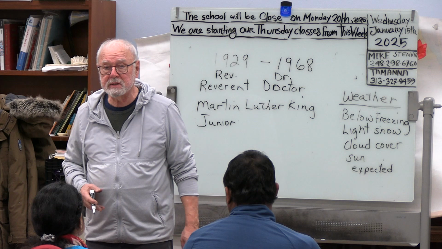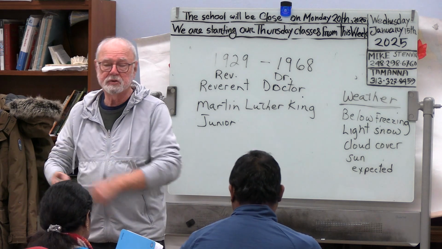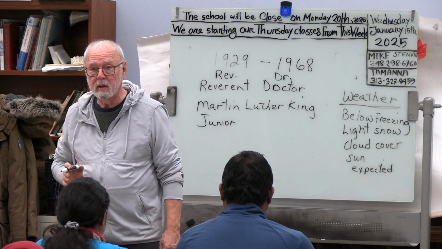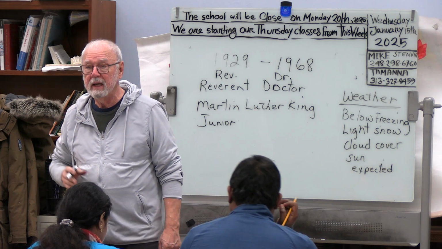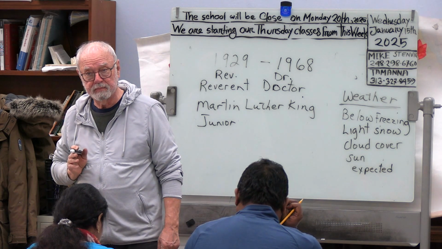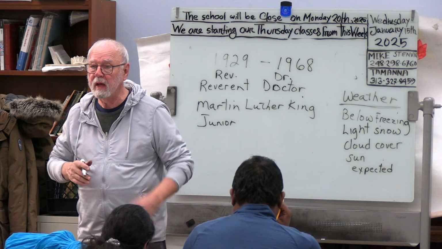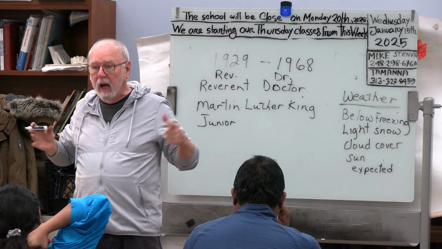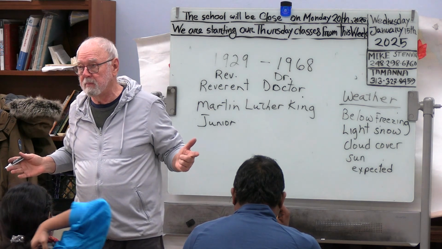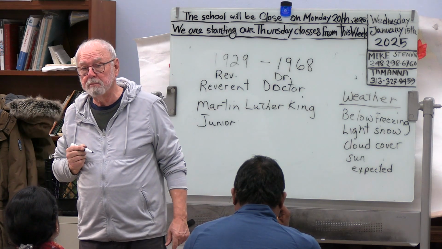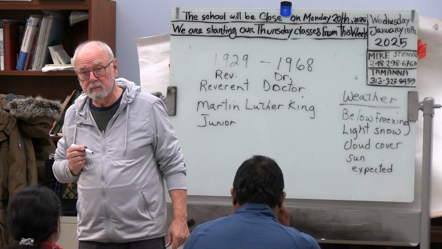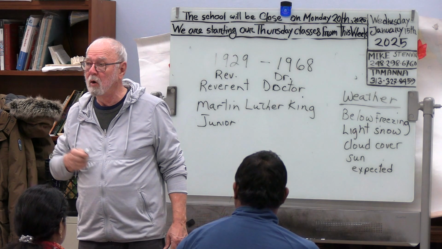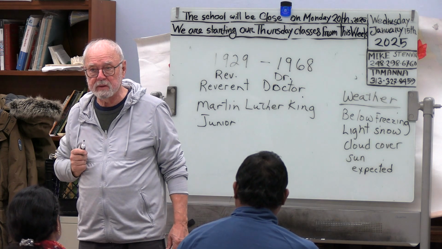He died in 1968, and just a little bit of history about what was going on in 1968 in the United States. We have to know that there is this thing called social change, how things change over time. And at the time that Martin Luther King was killed was a time of the civil rights movement. What does that mean, civil rights?